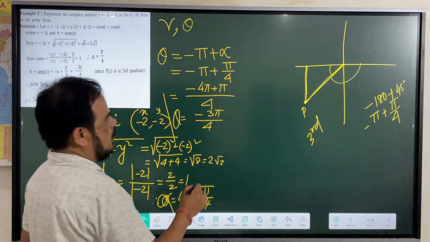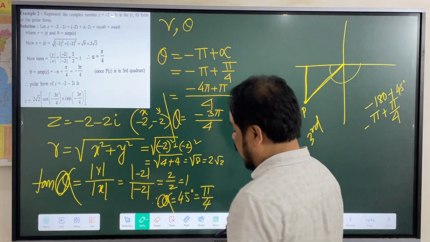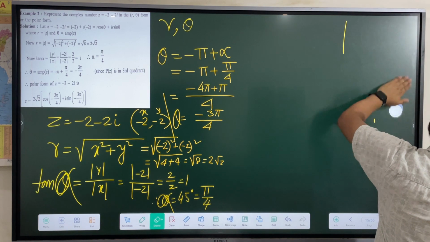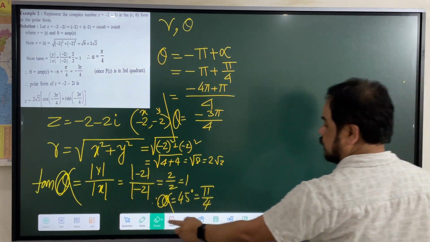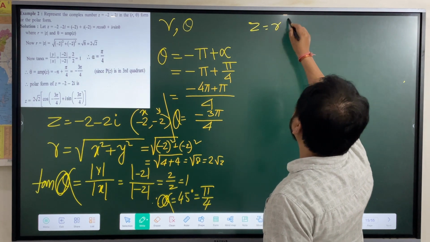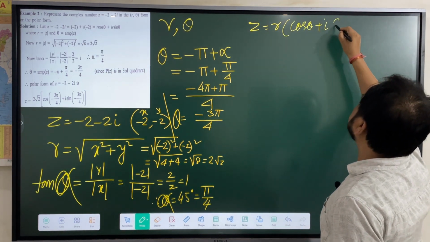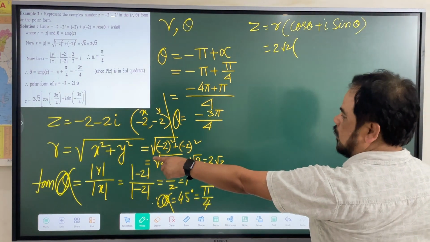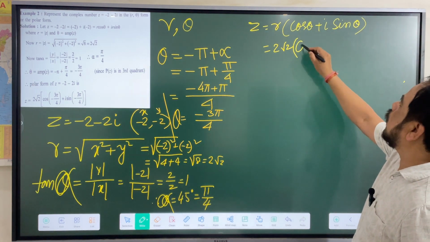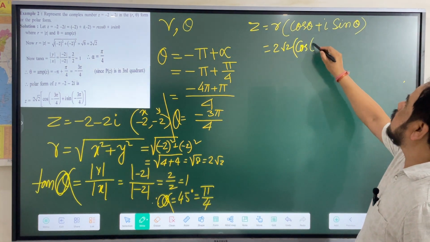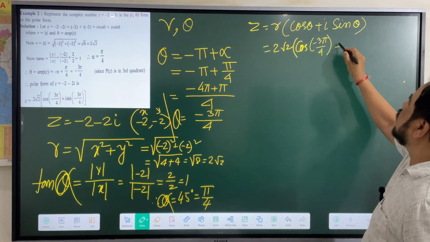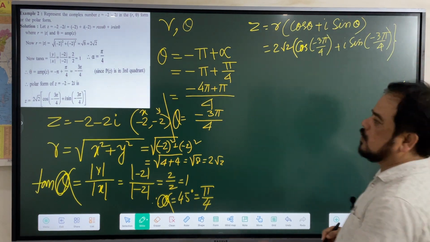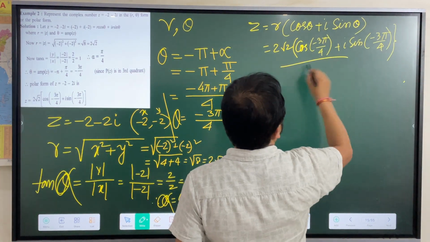Now we will write the polar form. Z is equal to r into cos theta plus i sin theta. R is 2 root 2. We have got the value of r, it is 2 root 2. Cos of minus 3 pi by 4 plus i sin of minus 3 pi by 4. This is the answer.